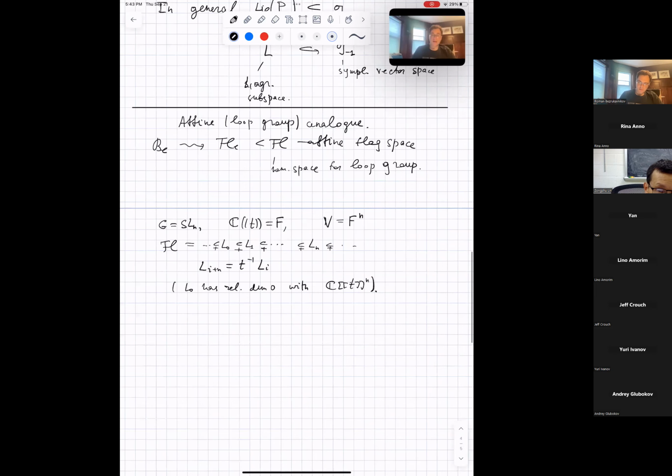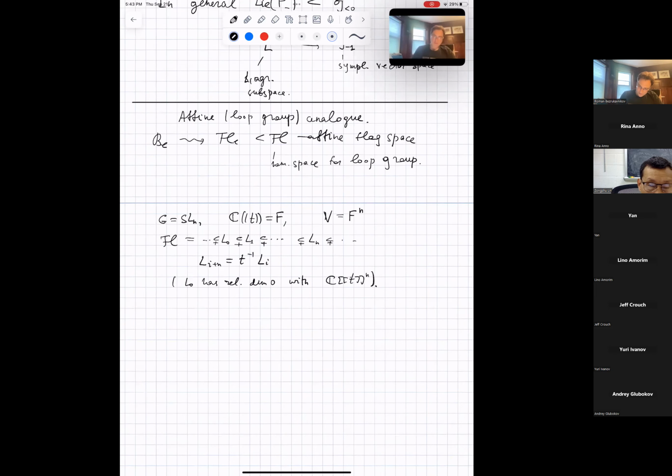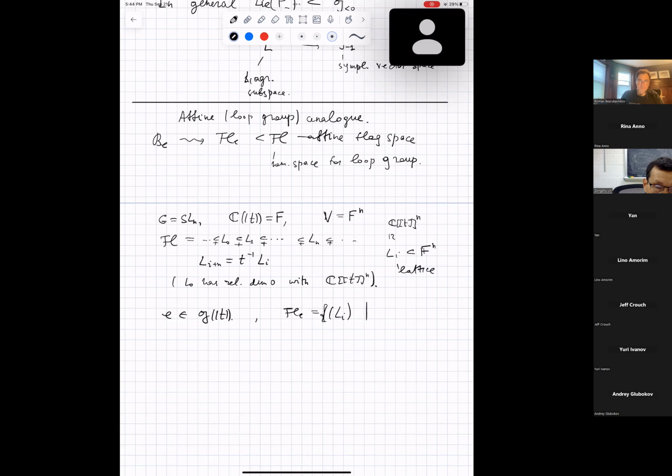So this is concrete. I should write here that each L_i in F^N is a lattice, so L_i is isomorphic to the Taylor series. Then we can take E in the Lie algebra of the loop group, and again take full E to be the variety of flags such that E preserves them. So no nilpotency condition now.